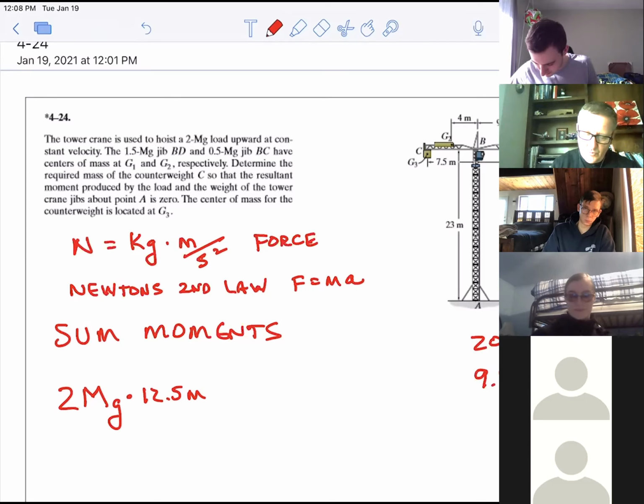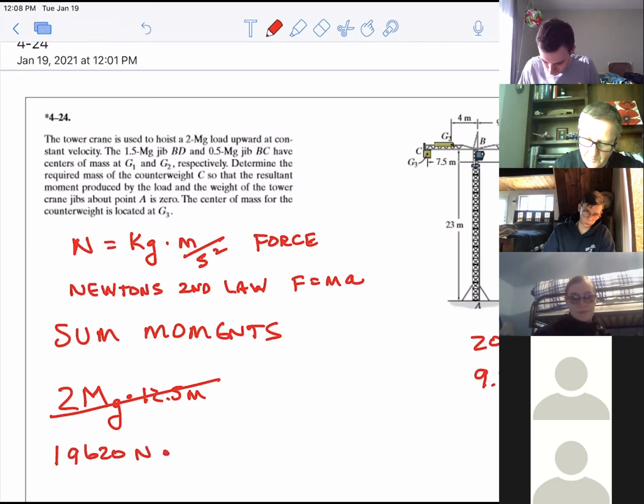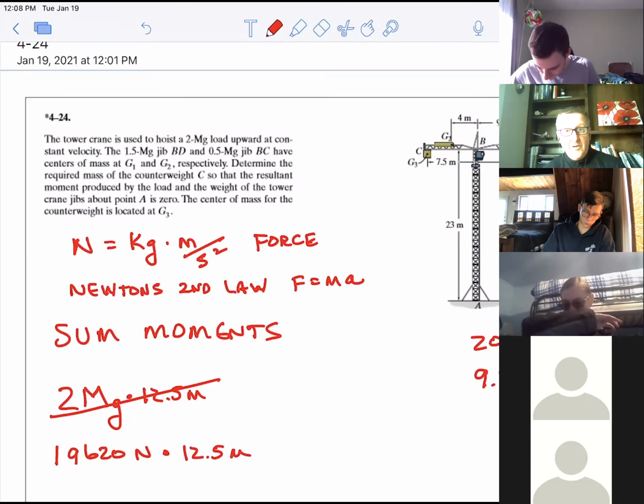So cross that out. 2,000 kilograms times 9.81 meters per second squared is 19,620 newtons times 12.5 meters. Tricky, isn't it? In our system, pounds are force. In metric, you've got to turn mass into force.